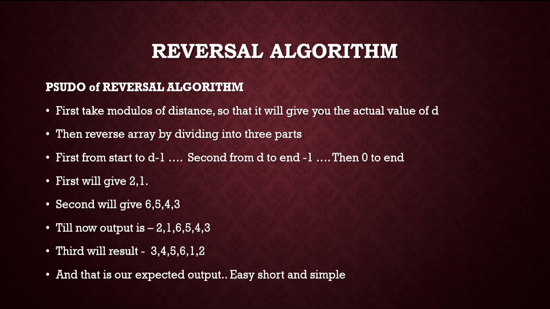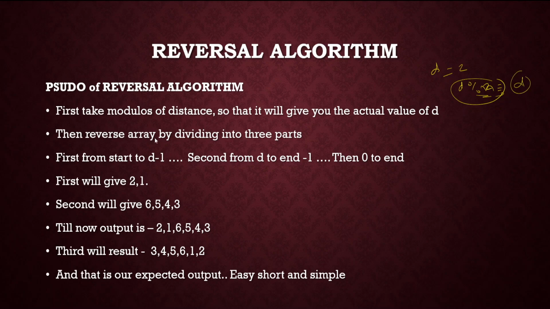Let me come to one more algorithm, which is the reversal algorithm. What is the reversal algorithm? You need to understand the pseudocode. Here you can take help of what exactly the pseudocode is. What we are going to do is first take a modulus of the distance. Let's suppose our distance was 2, and d modulus n is equal to the value of modulus. So mostly the value will be d itself, right?